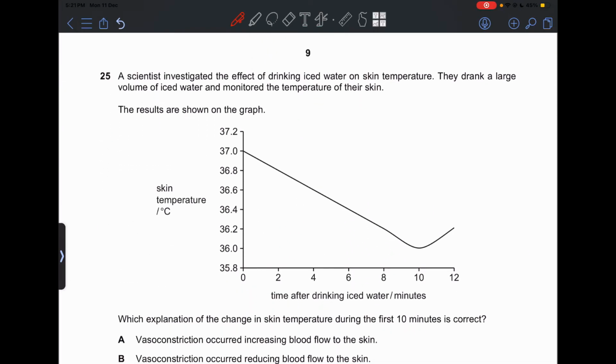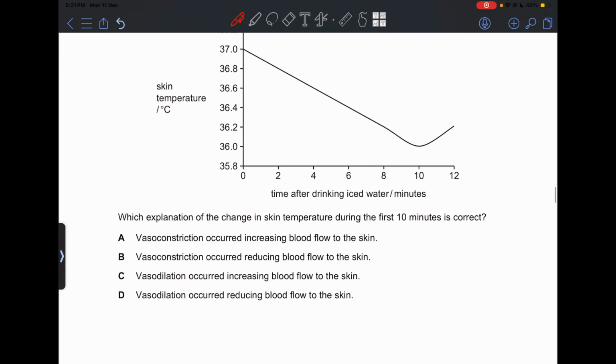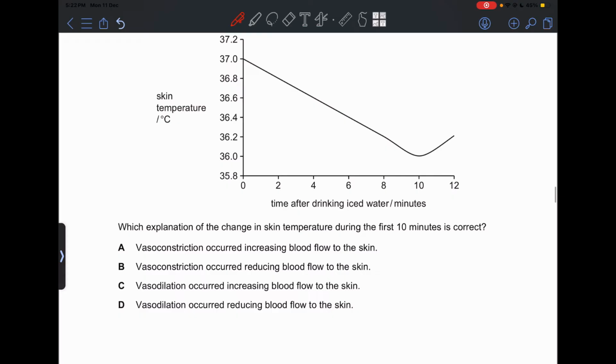25. A scientist investigated the effect of drinking iced water on the skin temperature. They drank a large volume of iced water and monitored the temperature of their skin. The results are shown on the graph. Which explanation of the change in skin temperature during the first 10 minutes is correct? So A says that vasoconstriction occurred, increasing blood flow to the skin. This is actually incorrect. It decreases the blood flow. Actually, when you want to increase the blood flow, there is vasodilation, which did not occur here. There was vasoconstriction. So our answer is going to be B, because this is the correct statement.